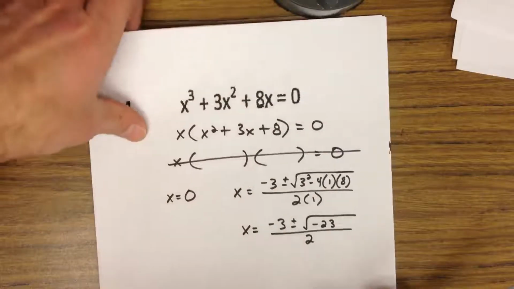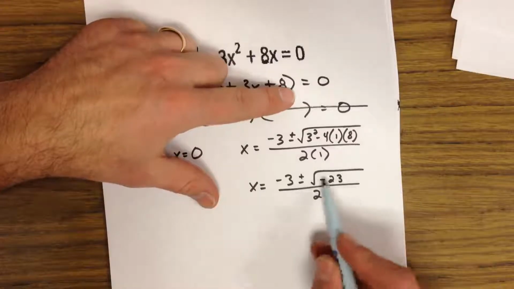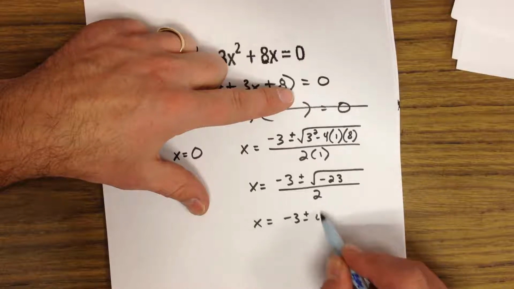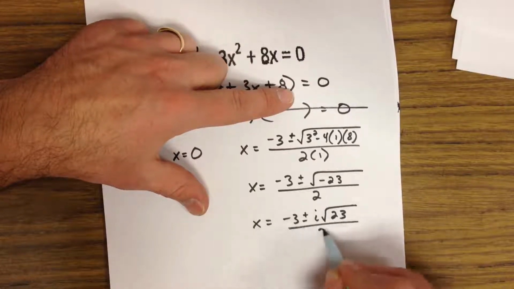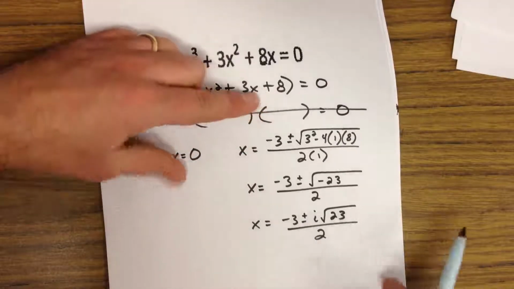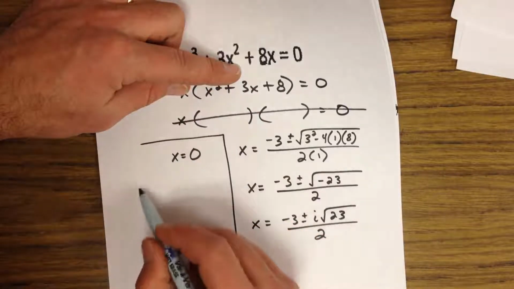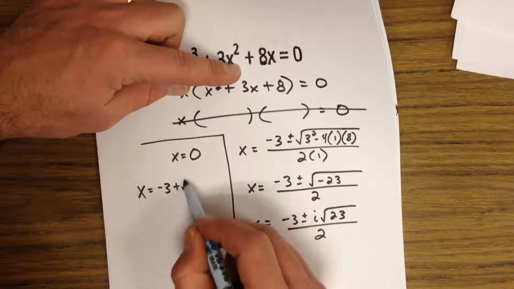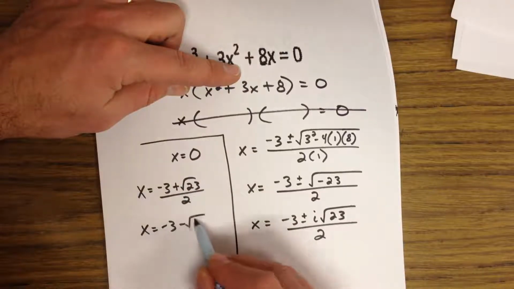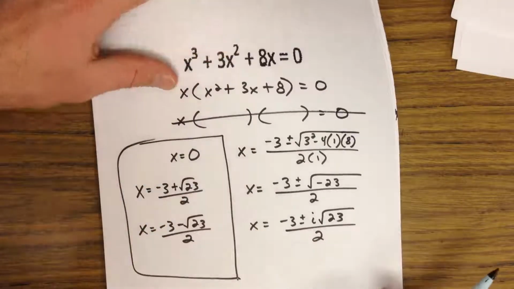This is the reason why we did imaginary numbers, because they're going to come back from time to time. We have a negative square root. Can't have that. So it comes out as an i over 2. So there's 2 answers. All right, and to write this as 3 answers, maybe you would say x equals negative 3 plus rad 23 over 2, and x equals negative 3 minus rad 23 over 2. So there's your 3 answers.